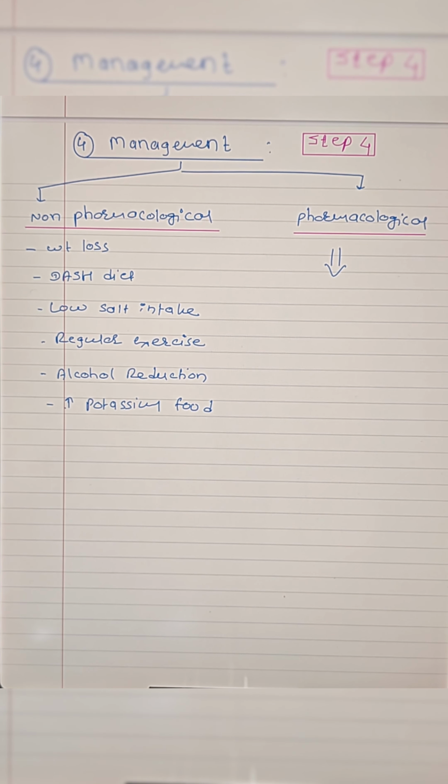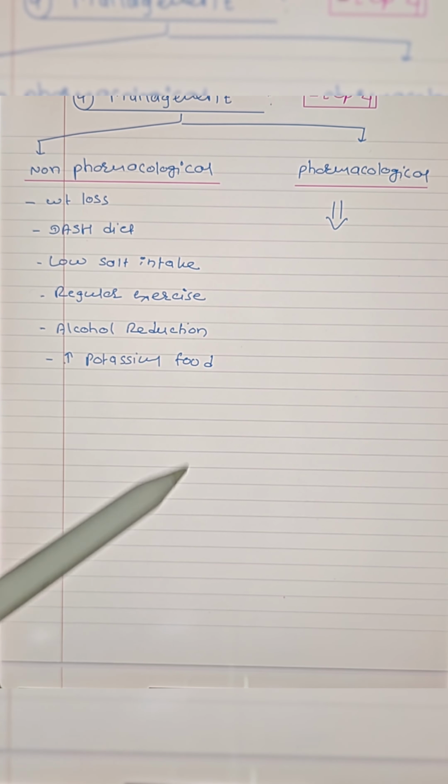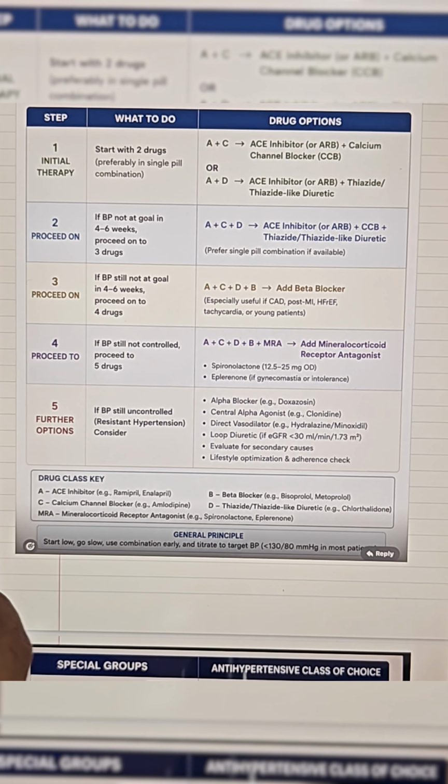Regular exercise, aerobic exercises and weight training. It is important to reduce your blood pressure. Alcohol reduction, avoid alcohol, or if it is not possible, at least reduce the dose. And high potassium rich food intake such as coconut water, etc. And then let us come to the pharmacological management. So when to start non pharmacological management and when to give direct medicine, we will look at it in further steps.